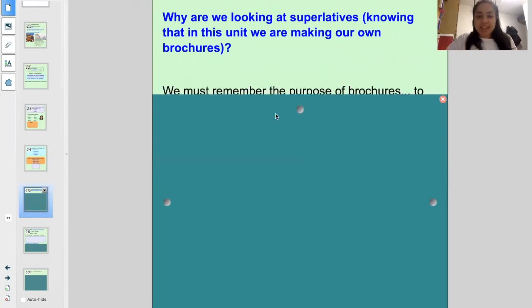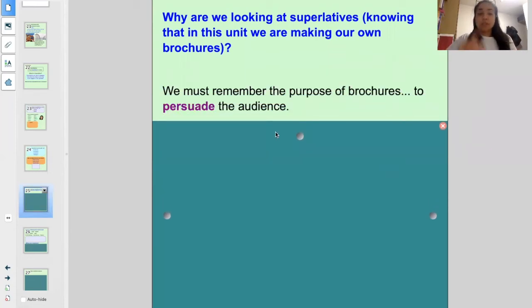Great. Hopefully you would have remembered our purpose. One of the purposes that we have in terms of making our brochures is to persuade the audience. Now, that's to get somebody to do something you want them to do. You're persuading them to come to your theme park.